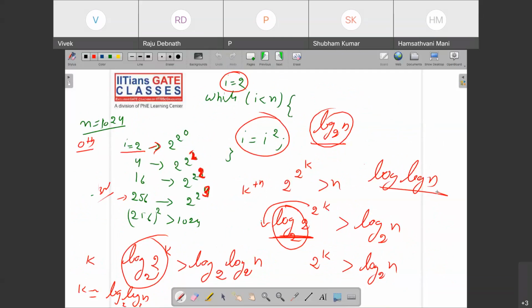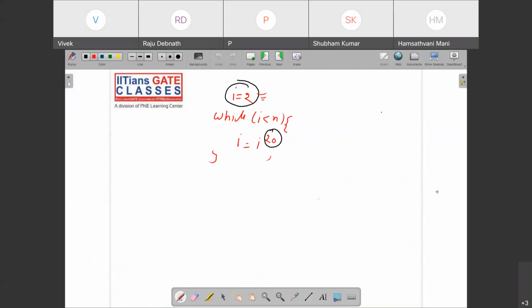Right? Now there is a GATE question here. This kind of question is being asked in GATE.